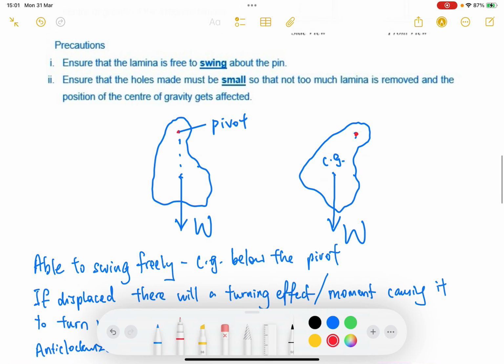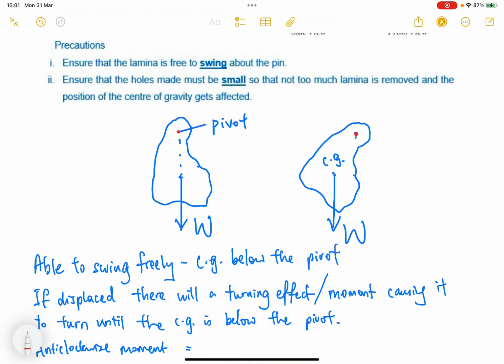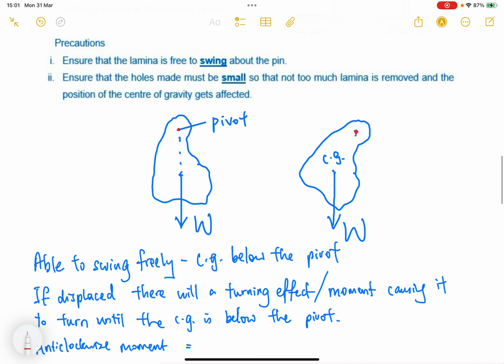Okay, so why is it that you can determine the center of gravity by this method? All right, so when we displace it, remember that the center of gravity is where the whole weight of the object appears to act. So when I displace it slightly, the weight will be acting a distance from the pivot, which is where the pin is. So if I were to draw a vertical line here, and a horizontal line from the center of gravity, this will make a perpendicular distance.